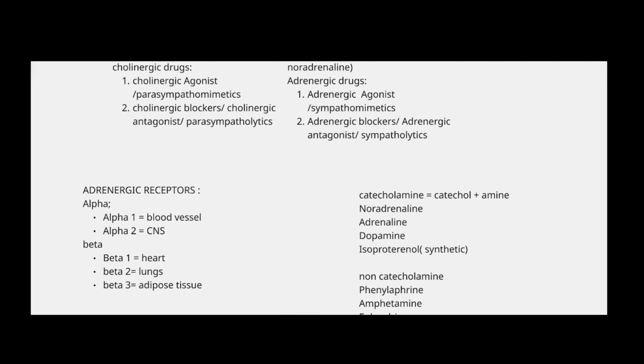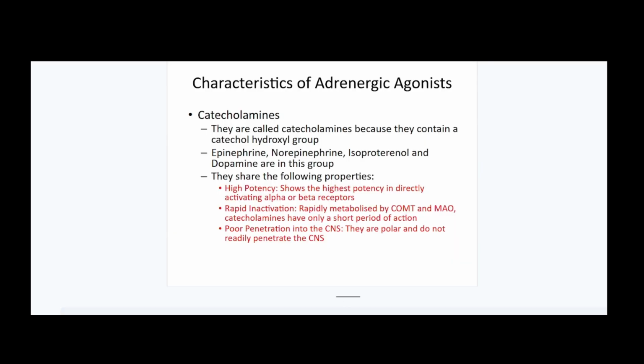So I'm just going to be skimming through all I spoke about. Catecholamines are the examples above. They share high potency. They are really potent. They can stimulate the alpha and beta receptors. They can be degraded or metabolized by the COMT or MAO enzymes. COMT is for catechol-O-methyltransferase, while MAO is for monoamine oxidase. Because epinephrine, norepinephrine, isoproterenol, and dopamine are monoamines. So MAO is monoamine oxidase.